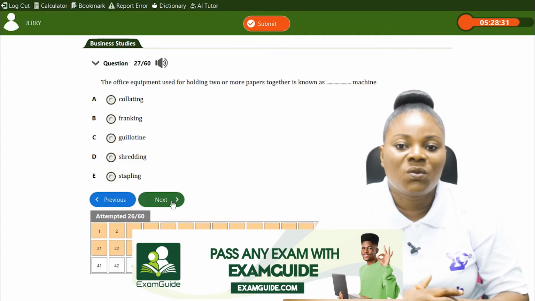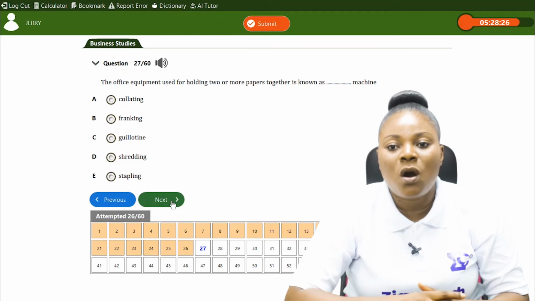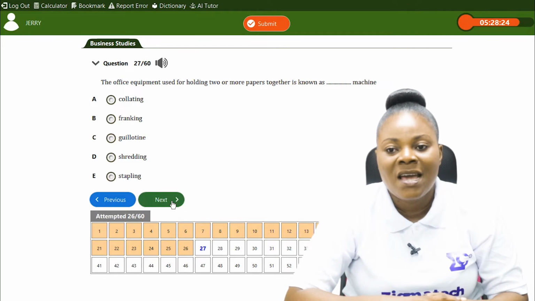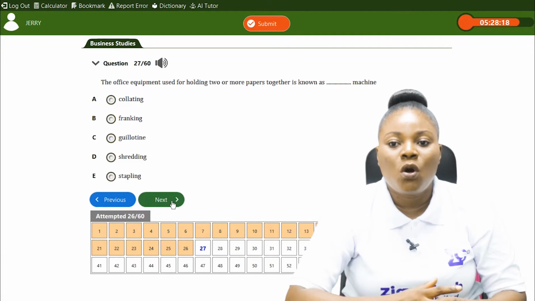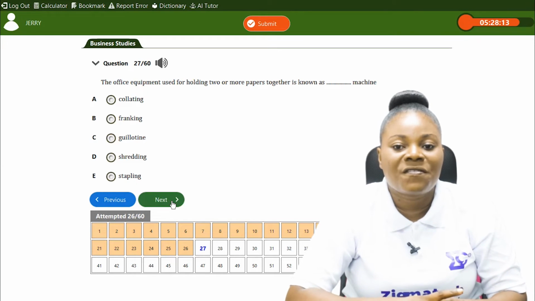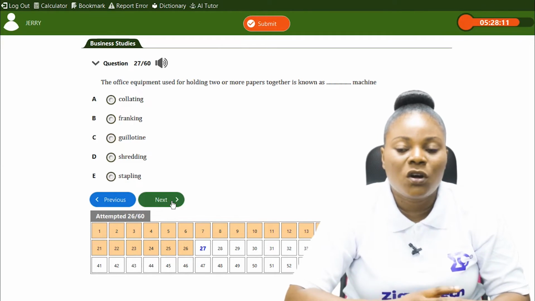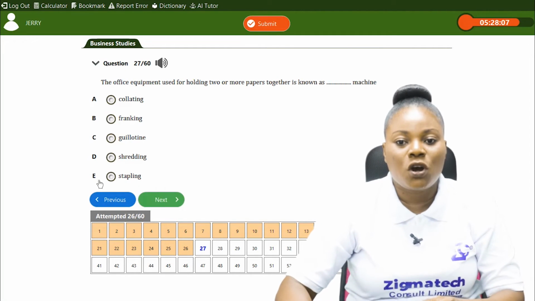The next question, 27, it says the office equipment used for holding two or more papers together is known as the dash machine. That means which machine is used to hold two or more papers together? Is it collating machine, or franking, or guillotine, or shredding, or stapling? It is the stapling machine, option E.